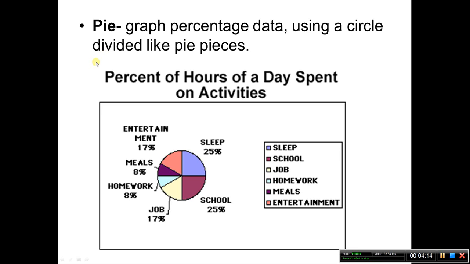Because people have to use all 24 hours. They have to use 100% of 24 hours. You can't just cut out an hour, right? So a pie chart works really well because you have to use 100% of the day. And we can see here sleeping would be 25% of the day, school 25%, job 17%, and so on. And this is what this student would spend doing for an entire 24-hour period based on percentage.